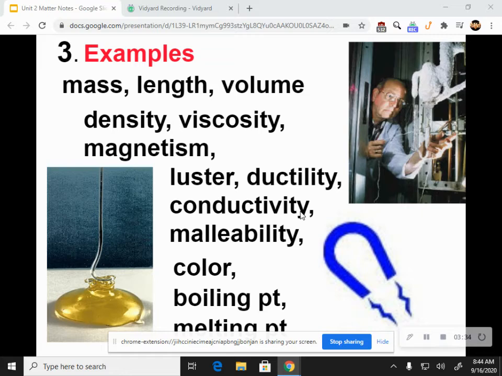Luster, talking about metals, whether it is bright or not. Conductivity, whether it can work with electricity or heat. Viscosity, whether it is a substance that is a solid or a solid liquid type thing. So like honey would be a viscosity thing, and mass, length, volume, density, all things that you're used to.